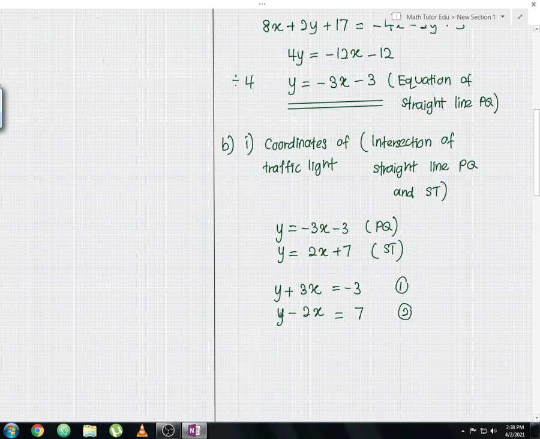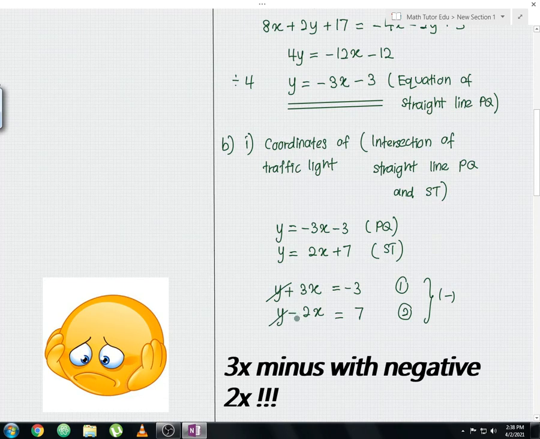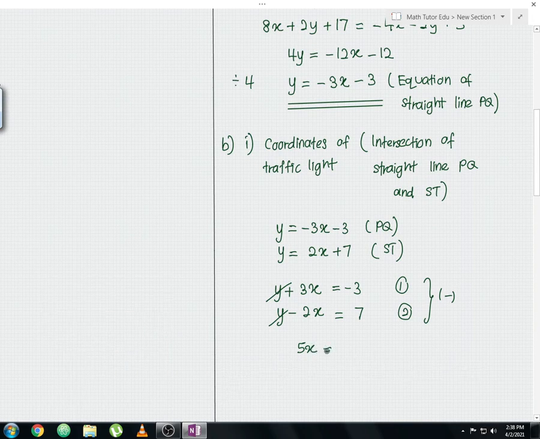So to eliminate the variable y, equation 1 minus equation 2. Okay, the y cancels off. So 3x minus 2x, you will get 5x. Negative 3 minus 7, you should get negative 10. So from here you get your x coordinate is equal to negative 2.